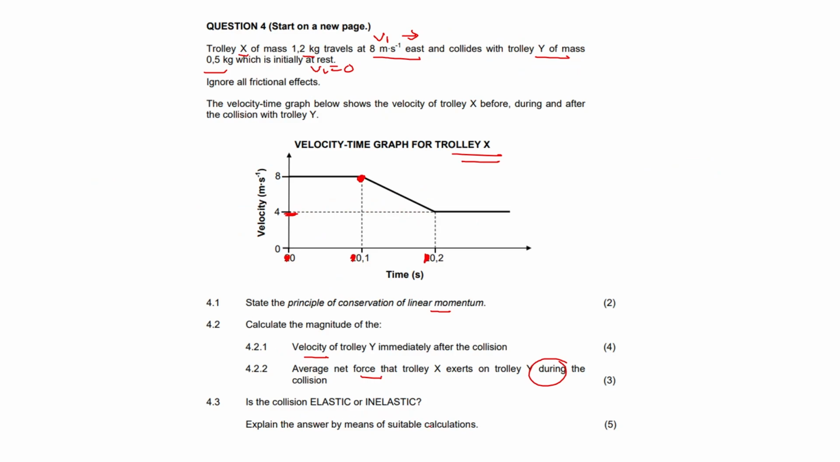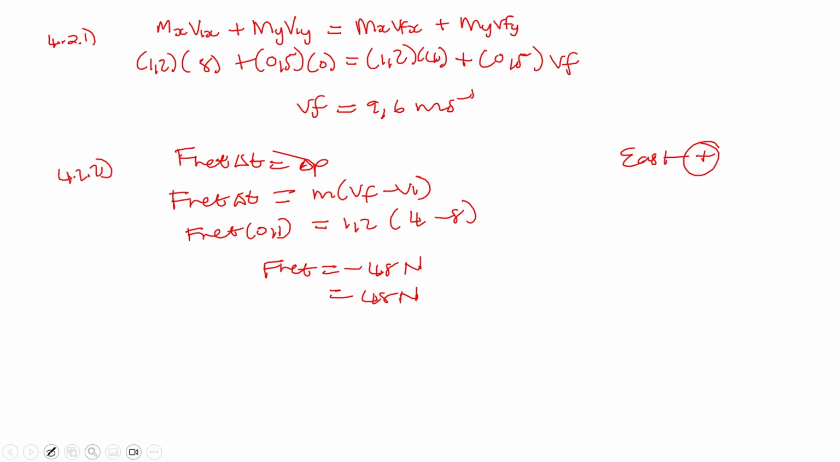Then 4.3: is the collision elastic or inelastic? Explain the answer by means of a suitable calculation. So how would we explain something like this using a calculation? The easiest way is to calculate the sum of the kinetic energies of both trolleys before the collision and the sum of the kinetic energies after the collision. If they are the same, then it's elastic, and if they are not the same, it is inelastic. All right, so let's try that. I'm just going to erase everything on this slide so I can have a nice clean slide.